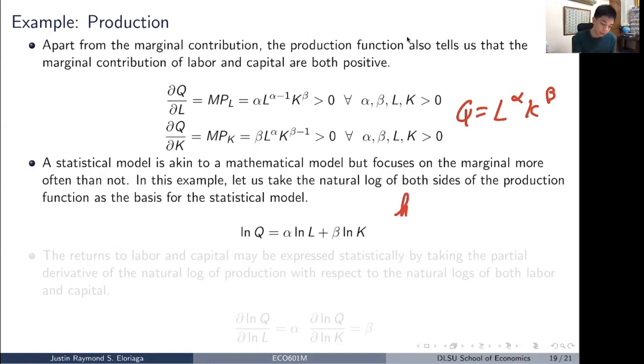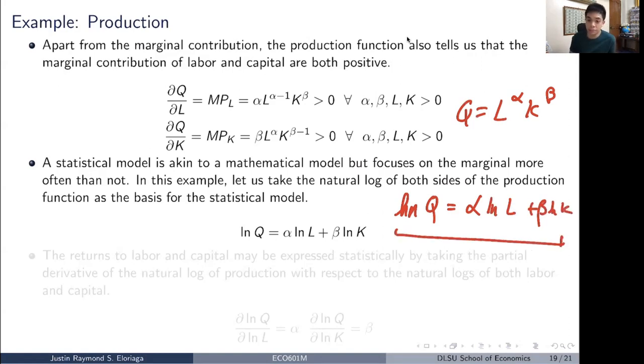So essentially it's like a growth term with your Q, and you have alpha ln L plus beta ln K. Now, this is now a linear model, wherein you have parameters alpha and beta, representing what labor and capital give towards output in a linear manner. And this may be readily estimated by one of the models that we will start to discuss in econometrics.